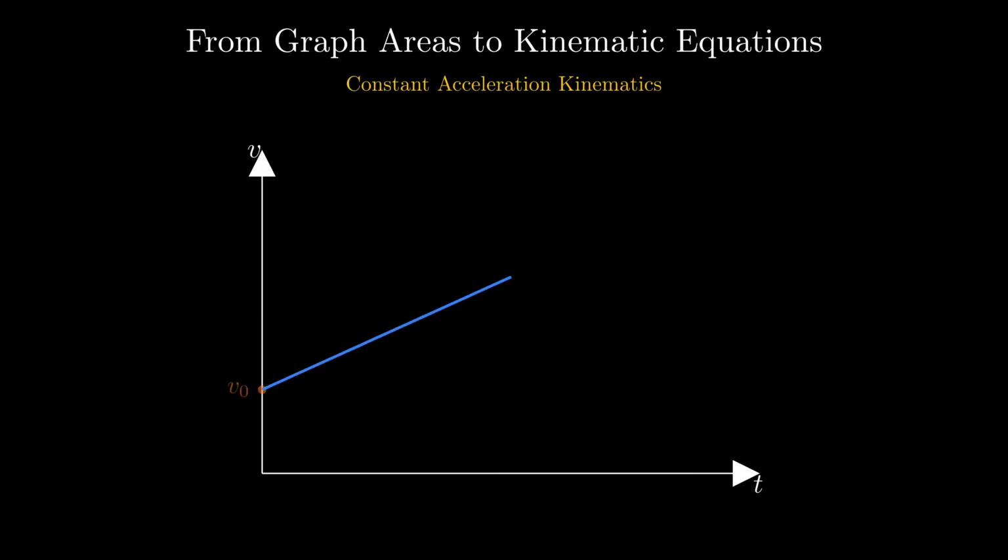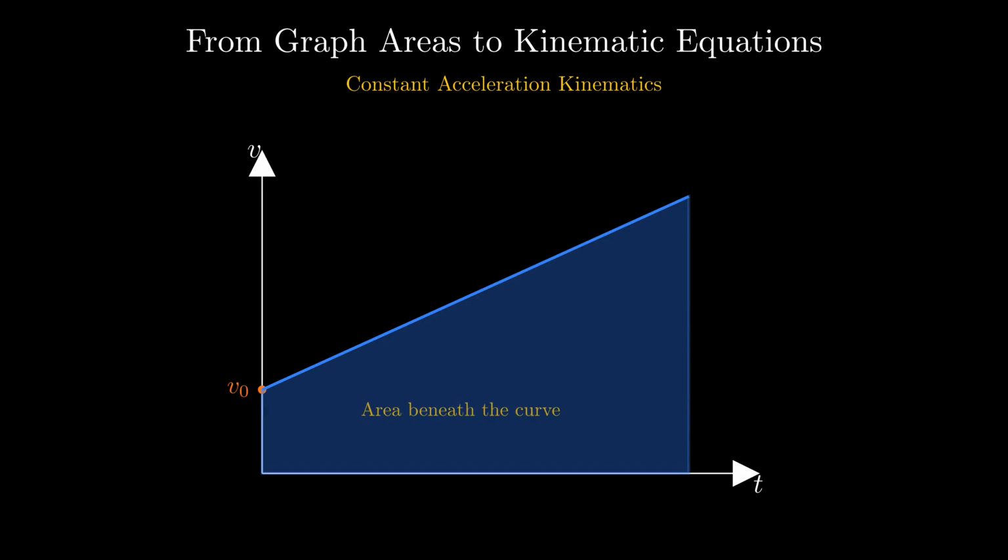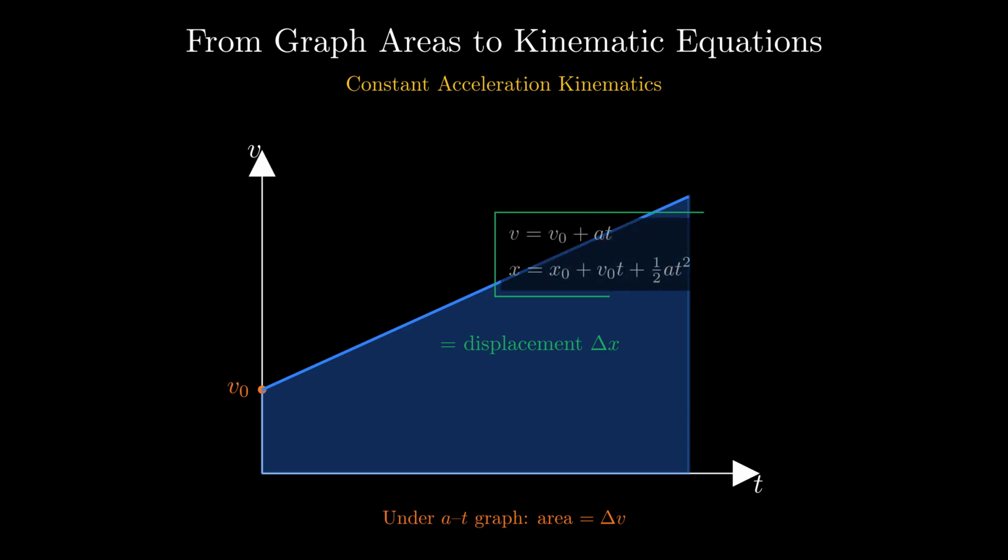Every velocity graph hides a physical secret. The area beneath the curve isn't just geometry, it gives you the exact displacement of the object, and under an acceleration graph, the area reveals velocity change. These connections produce the kinematic equations that govern all constant acceleration motion.